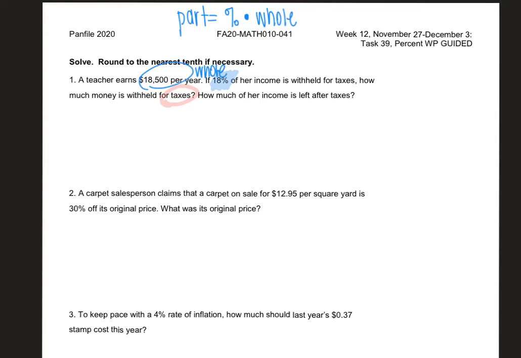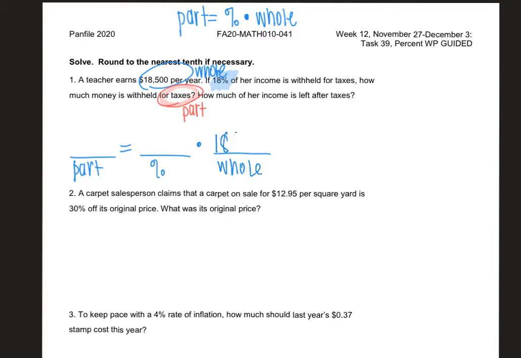So this is our X. I mean, we don't know this. Remember, we need to have an X for these. But it also represents our part or our piece, because while taxes may take a lot from your paycheck, they don't take the whole thing. So if I am plugging in, part equals percent of whole, okay, I pretty much have it mapped out.